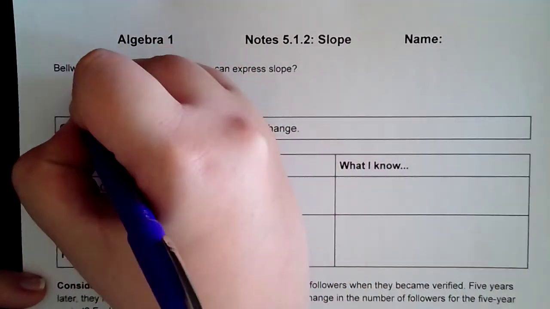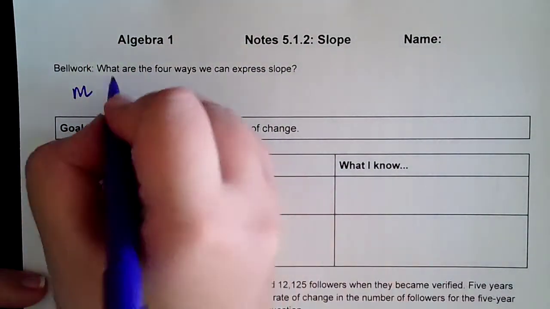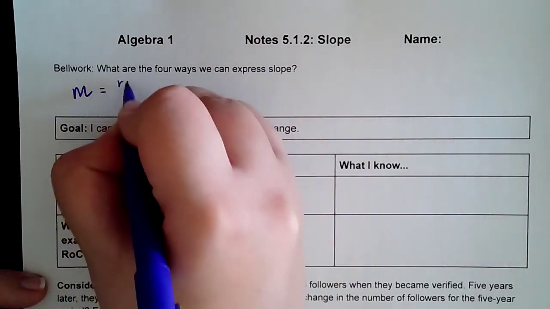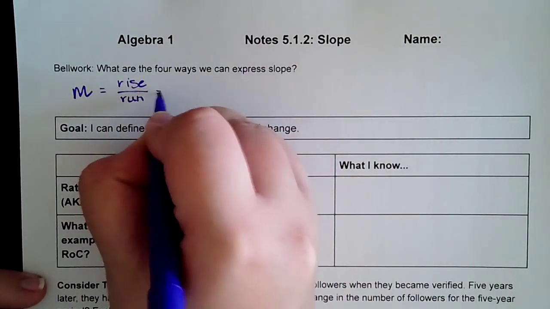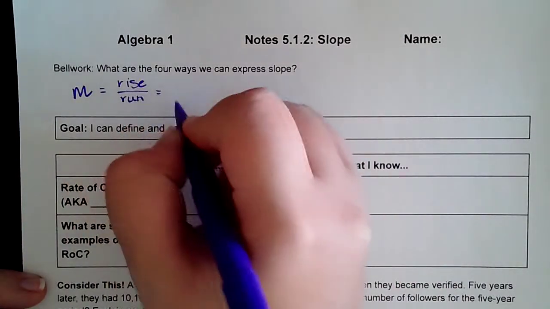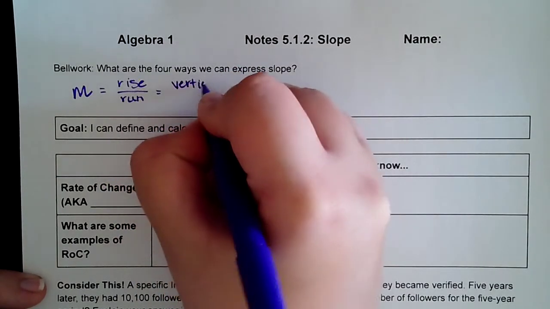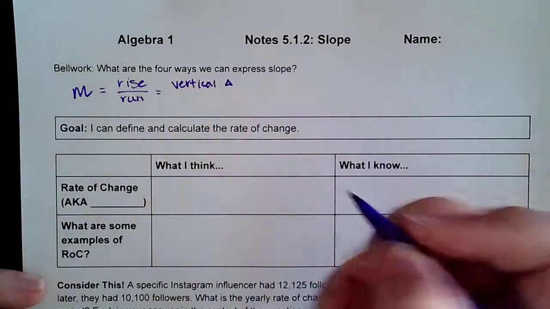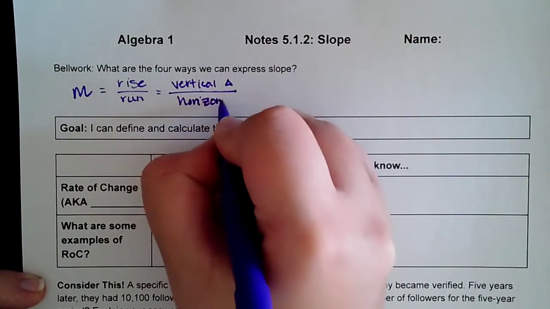The first one, remember, is our variable. We use the letter m to indicate slope. The second way is going to be rise over run. Many of us like to think of it as rise over run because it's short and simple to remember. However, if that doesn't work for you, totally okay. Another way of looking at it is vertical change, indicated by vertical delta, divided by horizontal change, or horizontal delta.